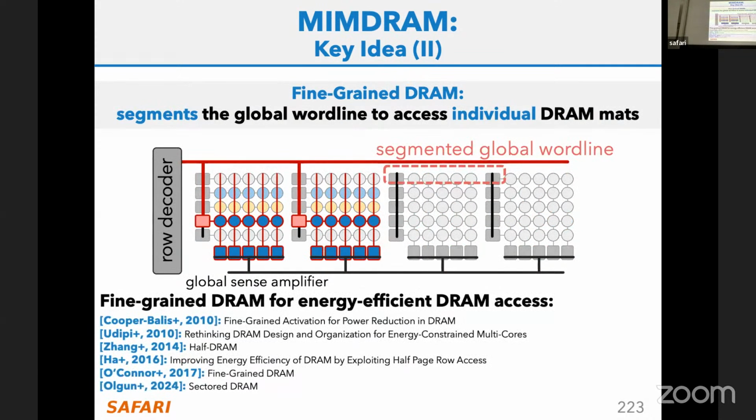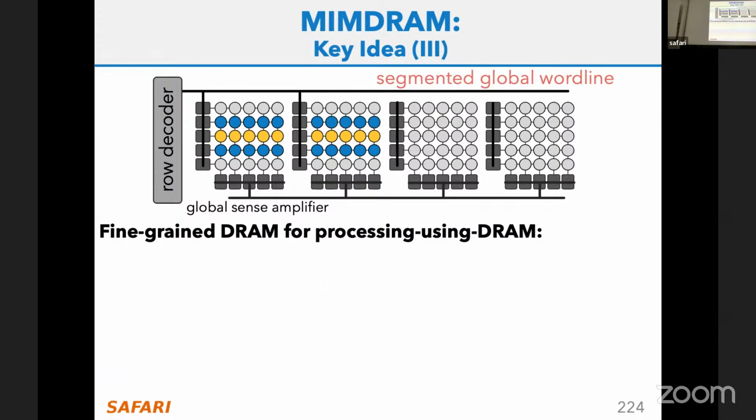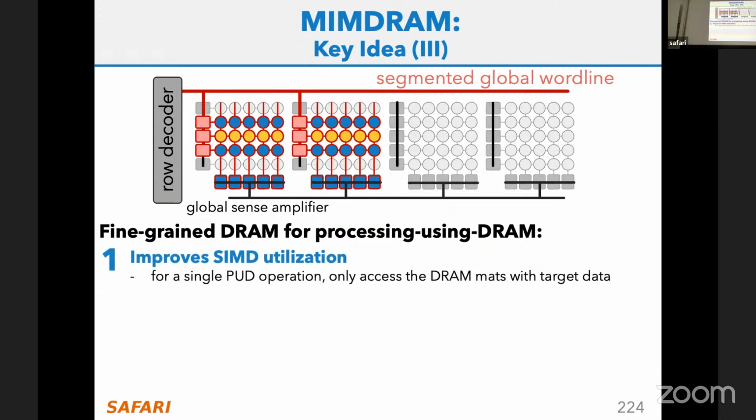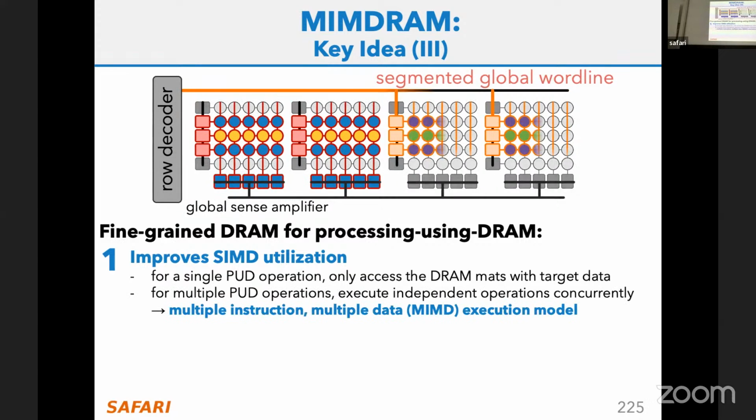So this has been proposed several times to improve energy efficiency of DRAM systems, and we are going to use the same idea for this processing using DRAM operations, which provides 3 main benefits compared to the state of the art. The first one is that for a single operation, we can improve SIMD utilization of computation. When you do a processing using DRAM addition operation inside DRAM, for example, we can only access the portions of the DRAM row that actually contain the data that you want to compute over. So this improves energy efficiency and throughput of the system.